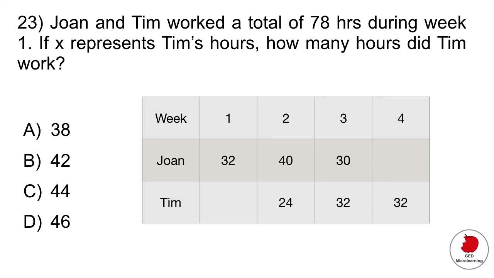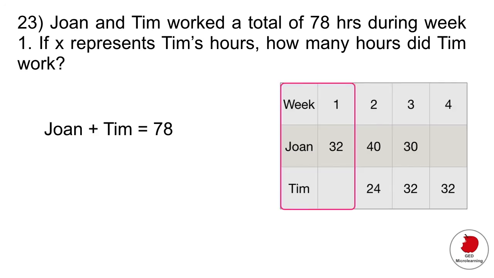Okay, question 23. Joan and Tim worked a total of 78 hours during week 1. If X represents Tim's hours, how many hours did Tim work? All right, so essentially what they're telling us is this. Joan and Tim worked 78 hours in a week.